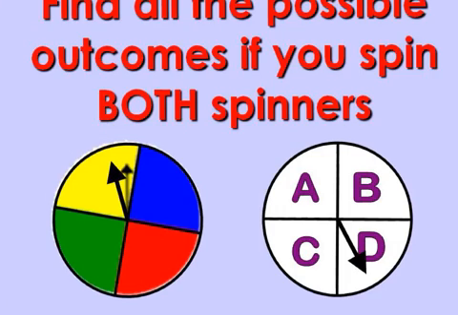So here on your paper you have two spinners. You have one that has colors and you have one that has letters. So we are going to find all the possible outcomes if you spin both spinners at the same time. So you'll be getting two results.